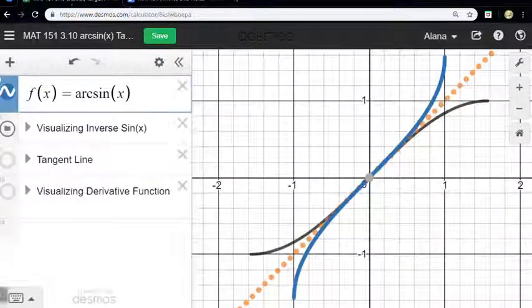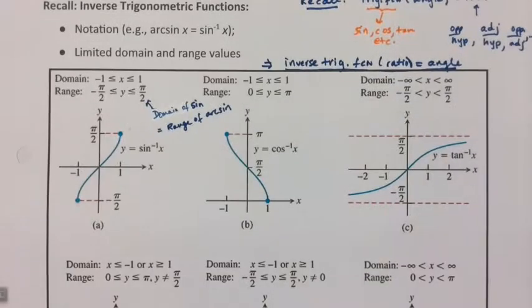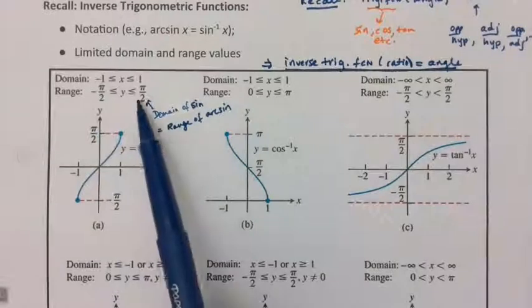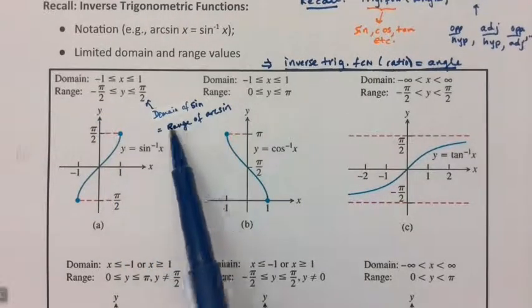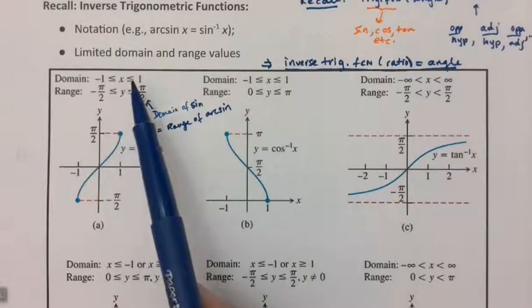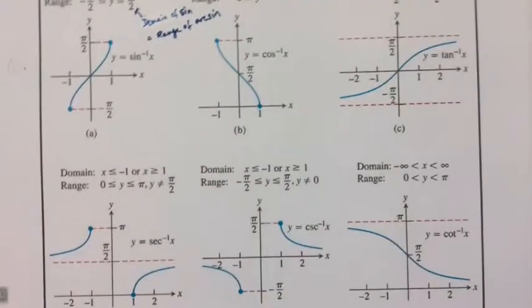And that is what is being mentioned all through this page. So the domain of the sine function is the range of the arc sine function, and so on, right? The domain of the arc sine is the range of the sine, and that's true for all 6 of these graphs.